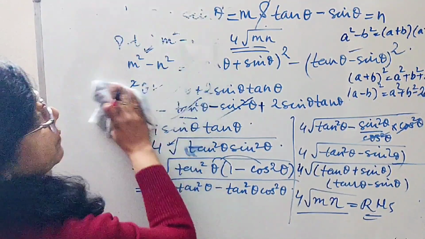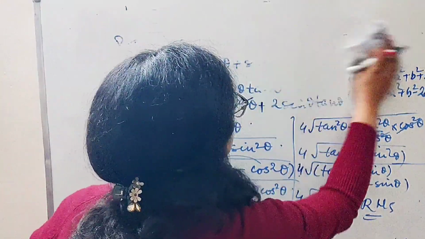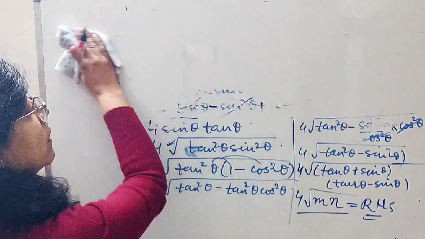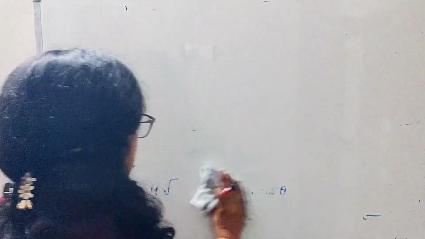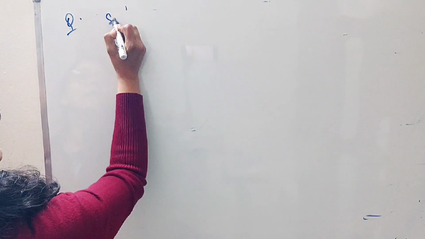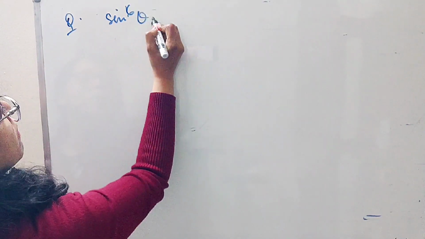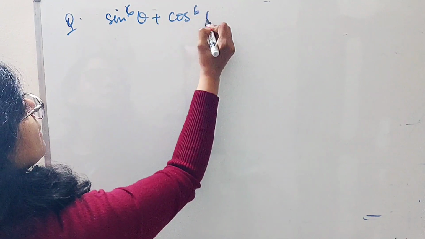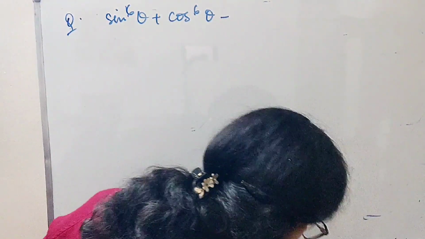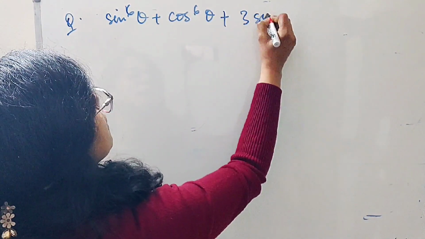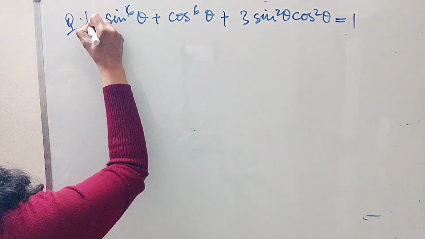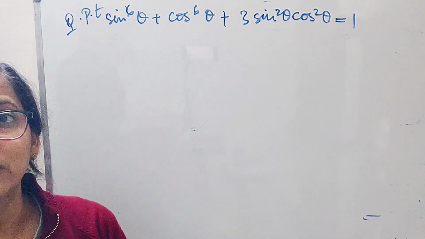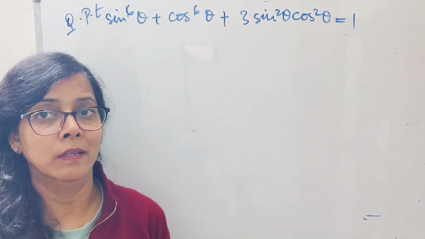Now one last question for today, and that is again important. That is sin to the power 6 theta plus cos to the power 6 theta plus 3 sin square theta cos square theta is equal to 1. Prove that. So we have to prove that left hand side is equal to 1. So how are we going to do this? 6 power is given to us.